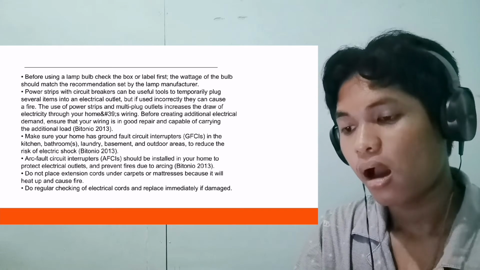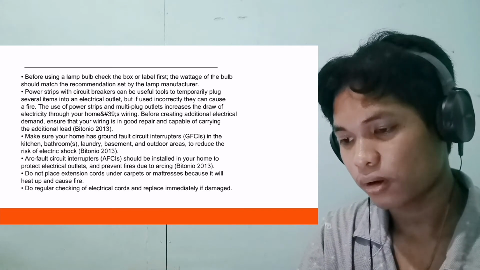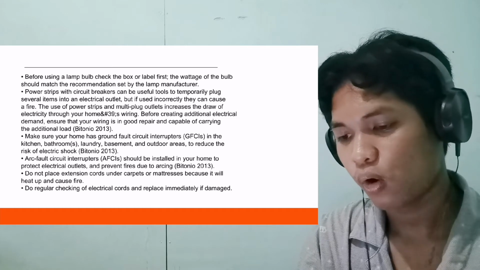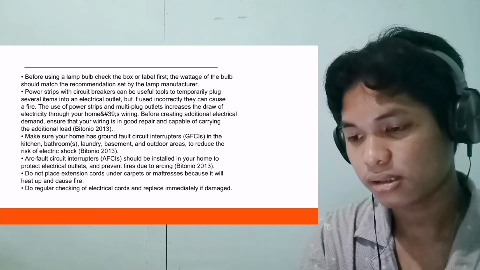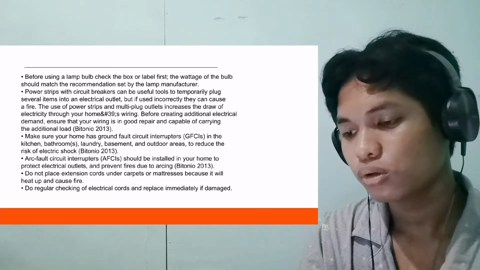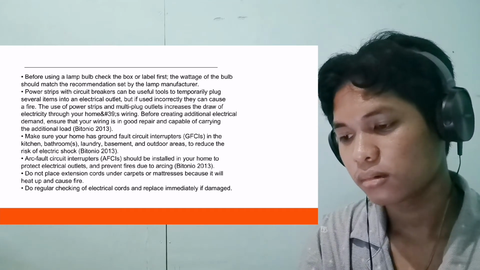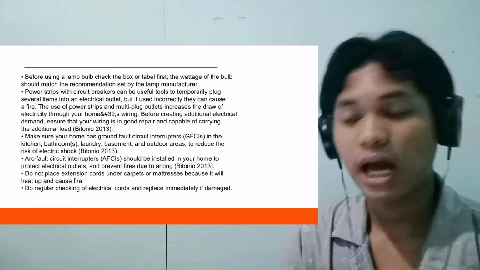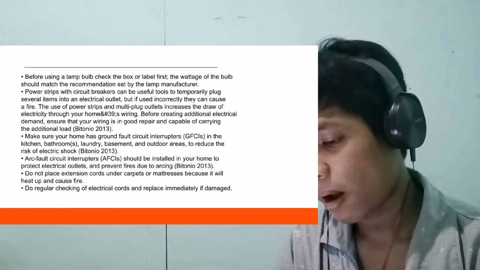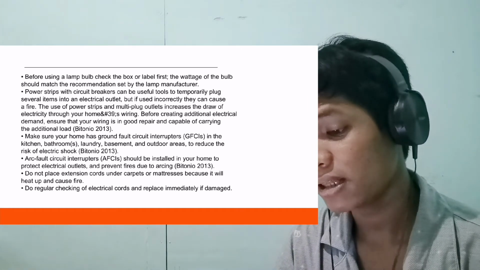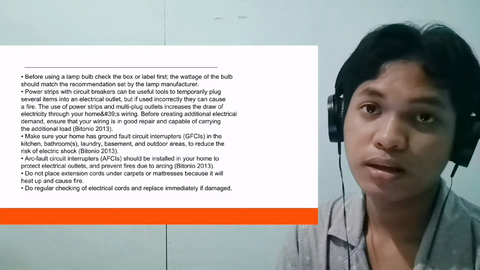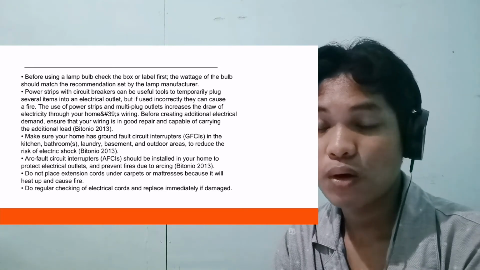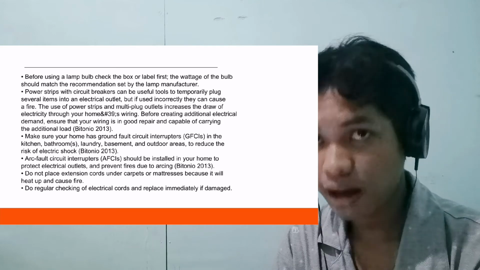Number 7. Arc fault circuit interrupters or AFCIs should be installed in your home to protect electrical outlets and prevent fire due to arcing. So our house needs to have AFCIs to protect our electrical outlets, because our electrical outlets have a tendency to cause a fire. So, we need to have those.